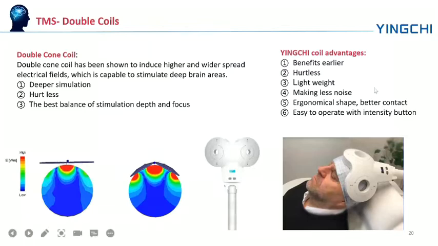As for YINGCHI coil advantages, this is a YINGCHI double cone coil, and as you can see, it can fit the brain well. Because of the benefits of the double cone coil, it can achieve earlier benefits and it hurts less, and all of our coils are lightweight and make less noise. And here is an intensity button, so you can adjust the intensity very easily.